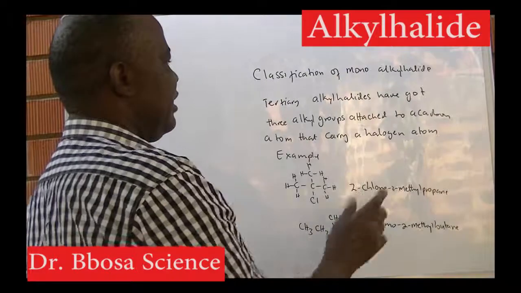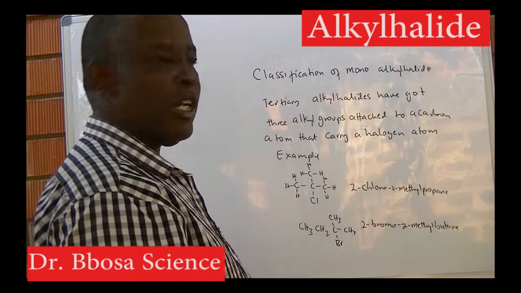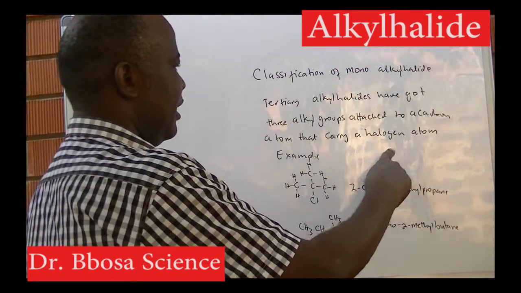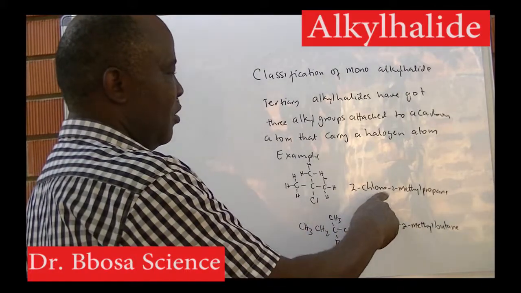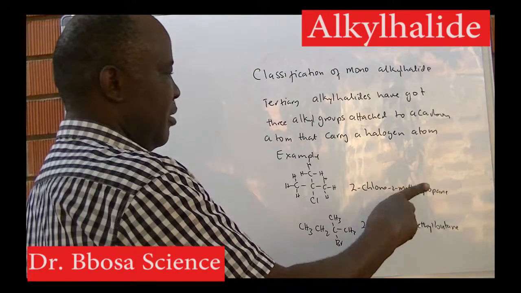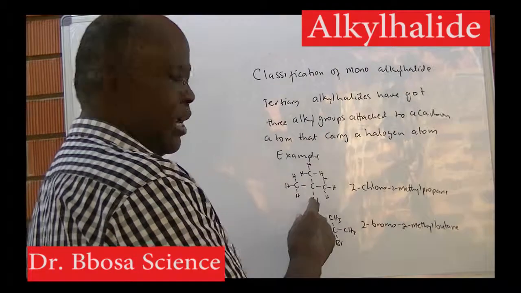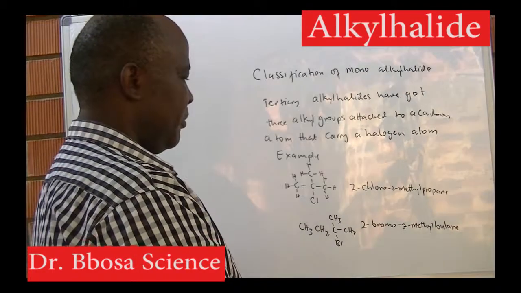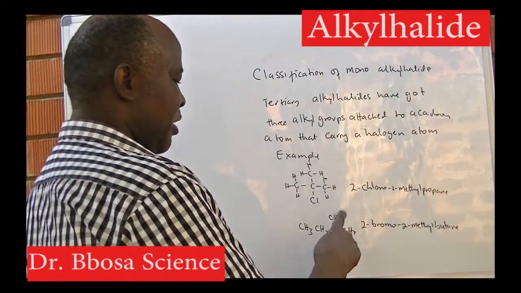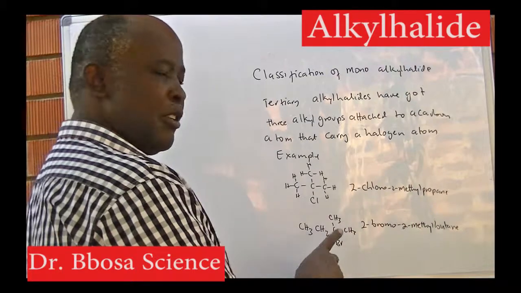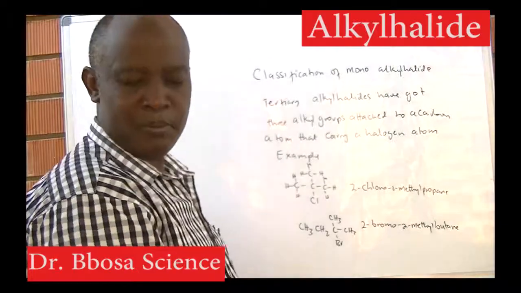Tertiary alkyl halides have three alkyl groups attached to a carbon atom that carries a halogen atom. For example, we have 2-chloro-2-methylpropane, in which we have three methyl groups attached to a carbon atom that carries a chlorine atom. In 2-bromo-2-methylbutane, we have two methyl groups and an ethyl group attached to a carbon atom that carries a bromine atom.